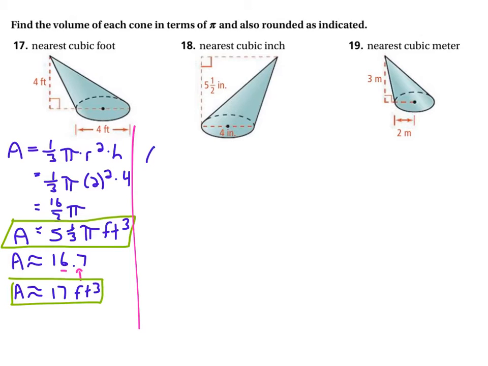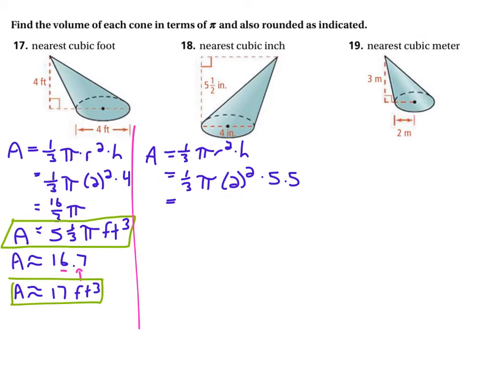Now, we'll do it again. The volume is equal to 1/3 area of the base, pi times the radius squared, times the height. And we just fill in the numbers. 1/3 times pi times the radius. Well, if the diameter is 4, the radius is 2, times the height, 5.5. I'm going to write 5.5 instead of the fraction. It's equivalent.